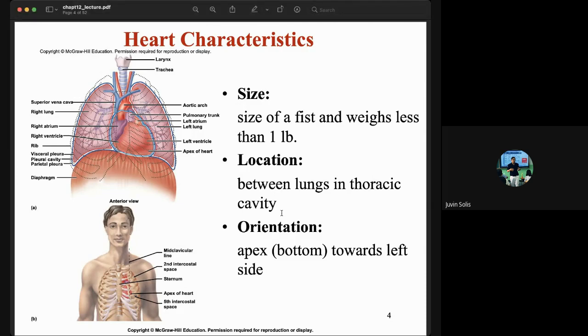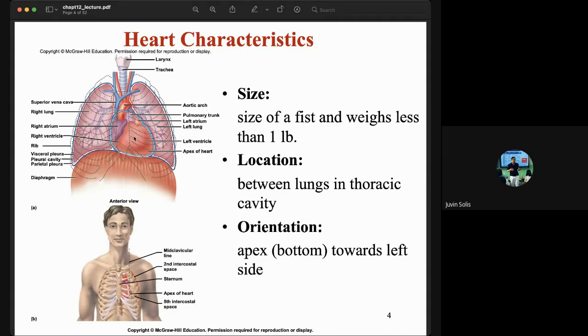So here, the characteristics of the heart in terms of shape. If you're going to check the fist of your hand, that's the actual size, or it's near that size, the size of our heart. And it says here that it weighs less than 1 pound. The location of our heart is between the lungs in your thoracic cavity. Remember that we've talked about the thoracic cavity before. In between, you can find the heart.